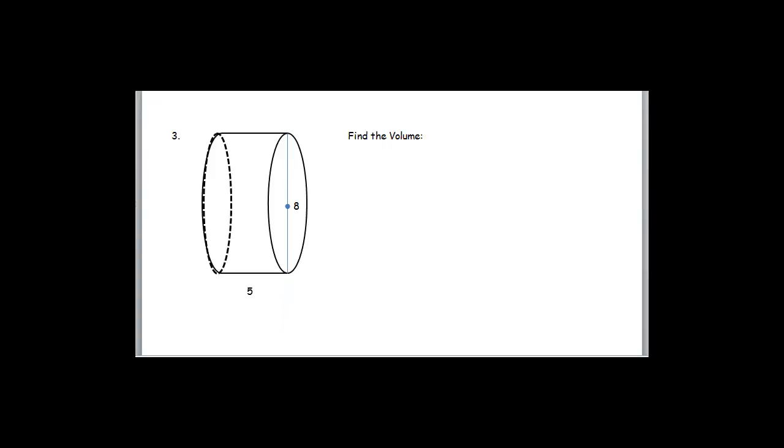Looks like we have two bases right there and right there. So since we have two bases, that means we are working with a cylinder. And since this problem just wants volume, volume is B times H. Again though, let's go ahead and draw our base. And we have a diameter of 8.